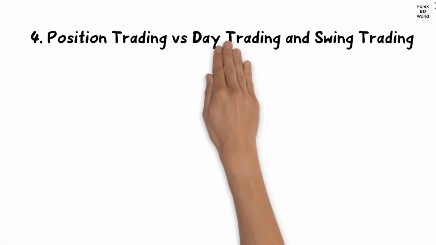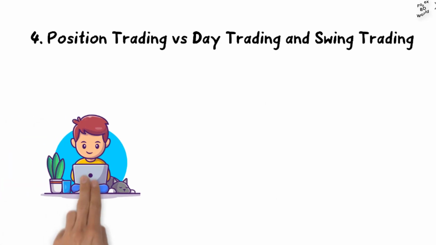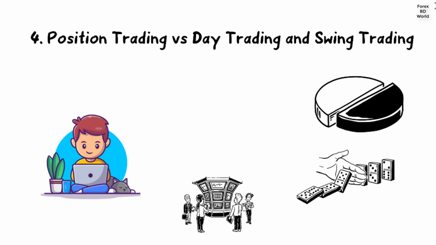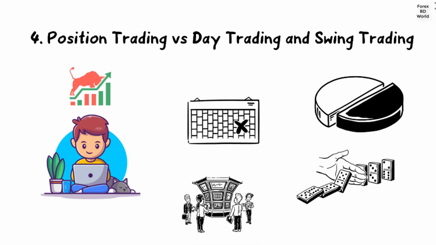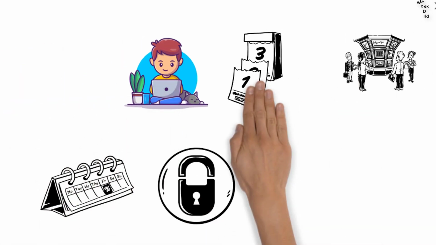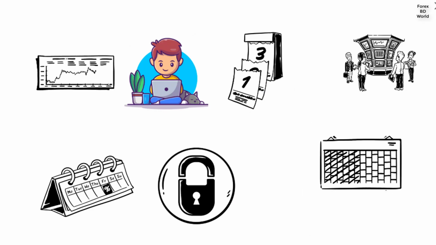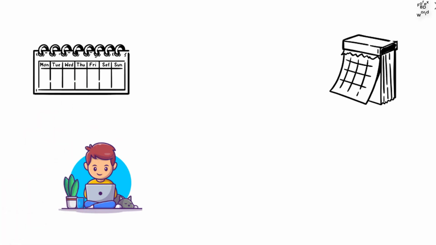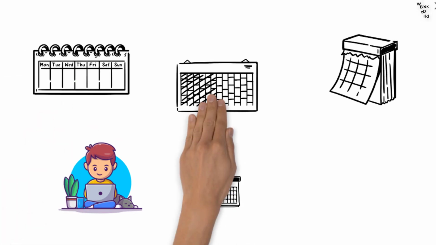4. Position trading versus day trading and swing trading. Position trading is different from day trading and swing trading in terms of holding period and trading style. Day traders buy and sell securities within a day. Swing traders hold positions for a few days to capture short-term price movements. Position traders hold positions for weeks, months, or even years to capture long-term trends.